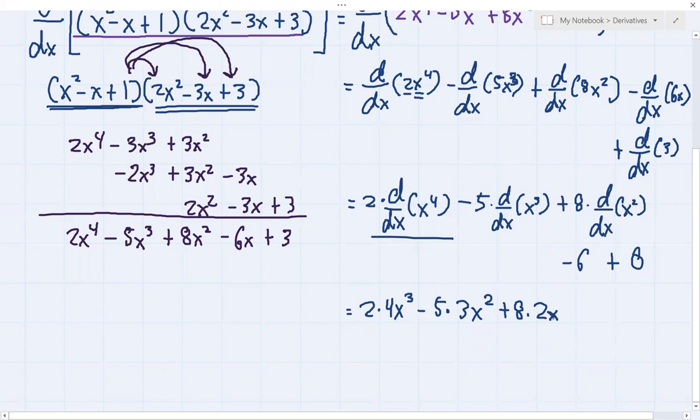Okay? Kumbaga, x raised to 1 is the same as x. So we can just have x na lang. Okay? Then, let's copy the other terms. Minus 6 plus 0. So let's now simplify further.